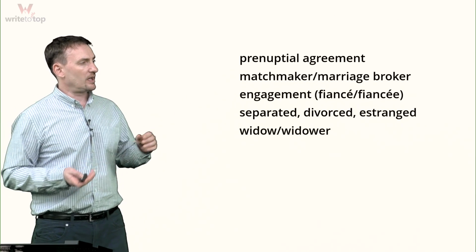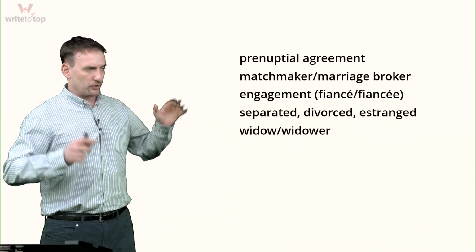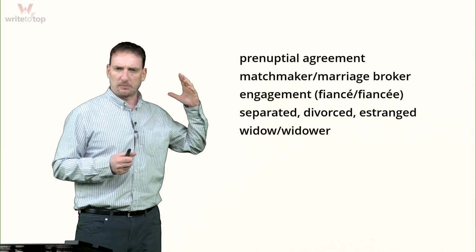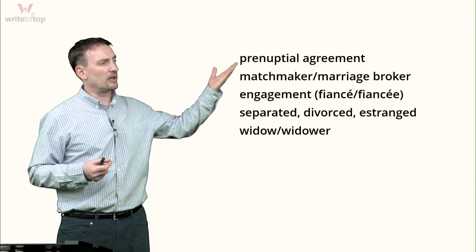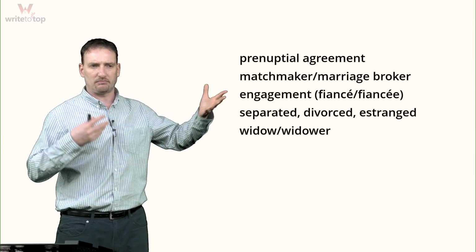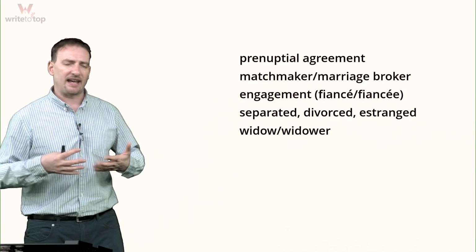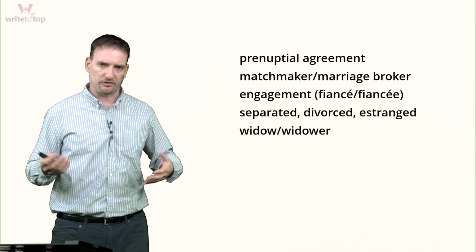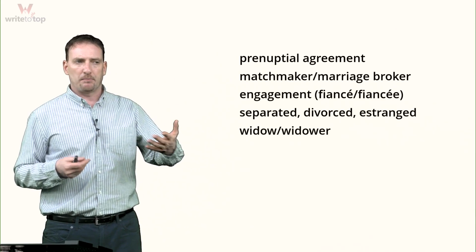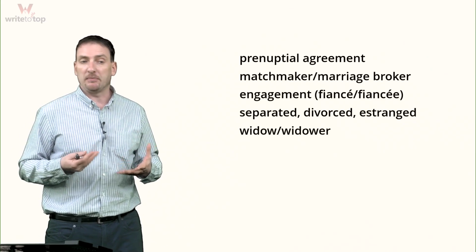Now, a few other good words that you need to know about. So I mentioned nuptial before. That's basically wedding. So a prenuptial agreement. This is very common among wealthy people. So if I'm a very rich man, I have $1 billion, and I meet a woman, but I want to make sure that she's not marrying me for my money.